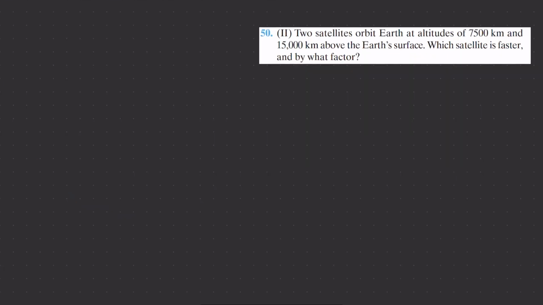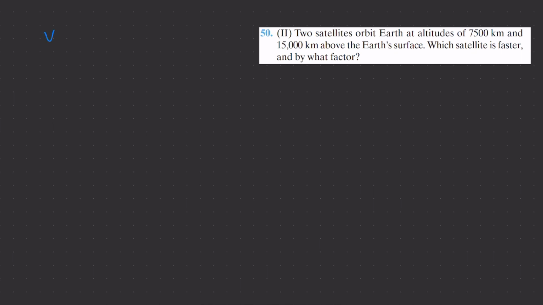Welcome to the fourth problem from our 5-5 practice set. Two satellites orbit Earth at altitudes of 7,500 kilometers and 15,000 kilometers above the Earth's surface. Which satellite is faster and by what factor? The interesting thing about this problem is that it's just asking about a factor, so I can set them up as a ratio.